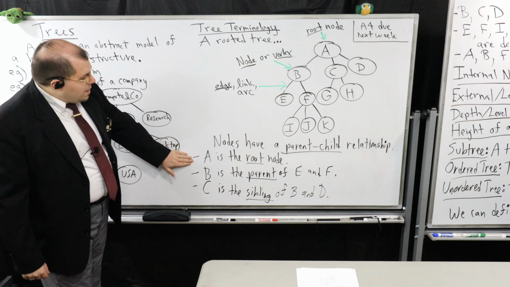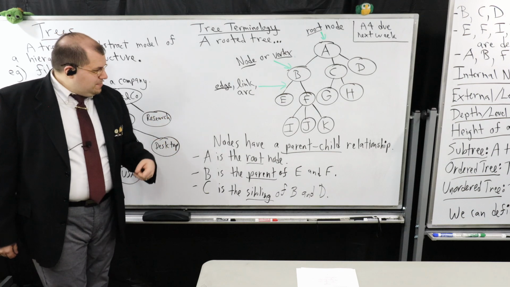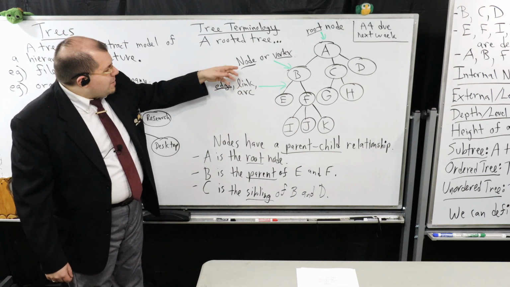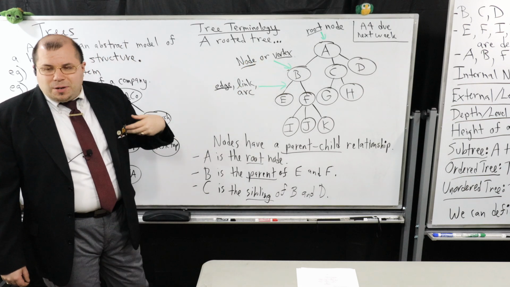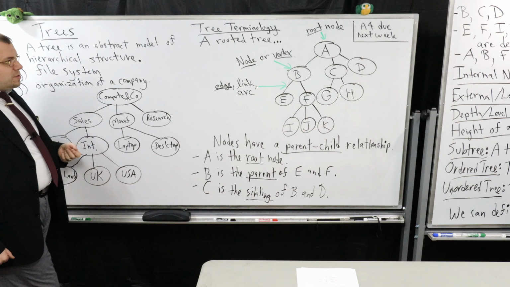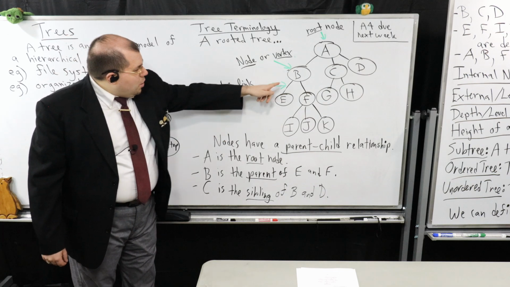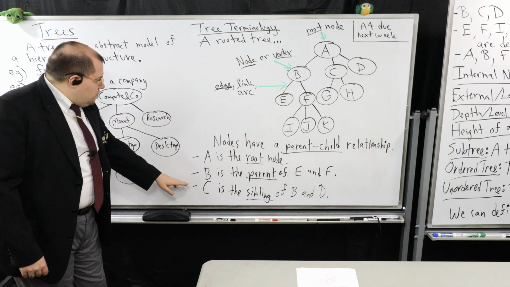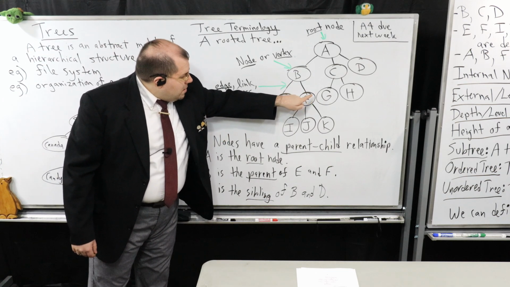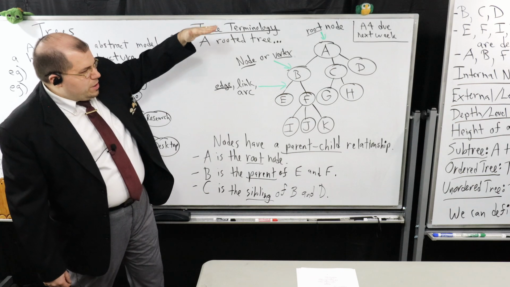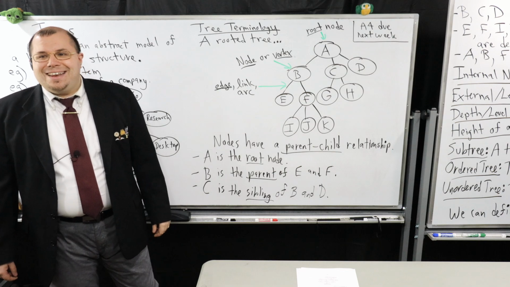So, for example, I would call A the root node. Sometimes we call these vertices as well. This is usually in a broader context, but for us, I'll mostly refer to them as nodes. If I look at the node with B in it, B is a parent of E and F. The way I draw it is that it goes from the root, which is the ancestor of all of the nodes, downwards towards its descendants.